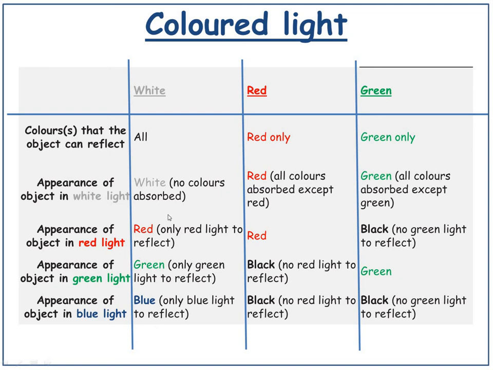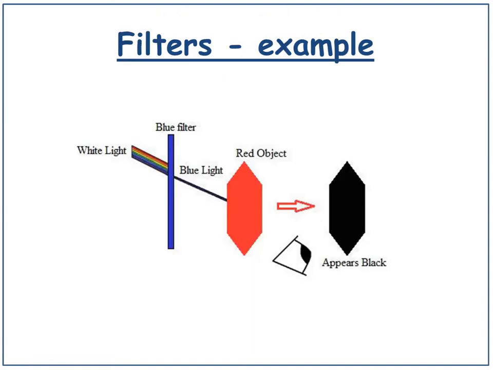In green light, a white object would appear green. A red object would appear black because the green light would be absorbed. The green object would appear green. In blue light, a white object would appear blue. A red object would appear black because the blue would be absorbed, and a green object would appear black because the blue light would be absorbed by the green object.